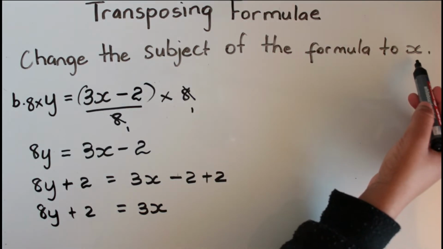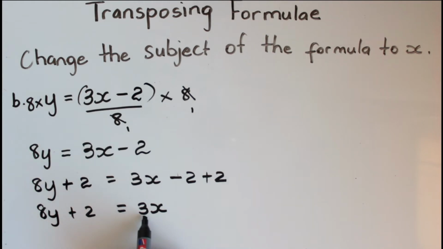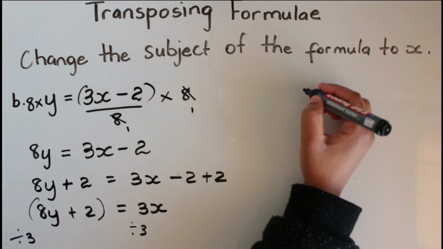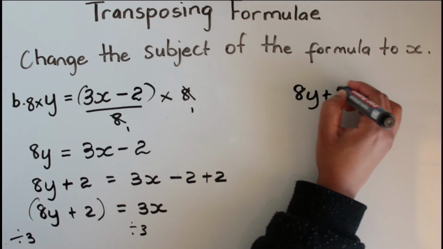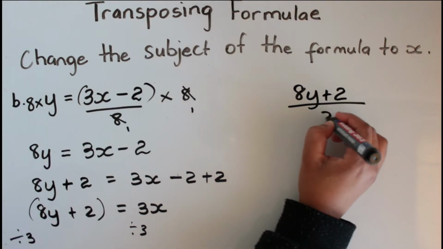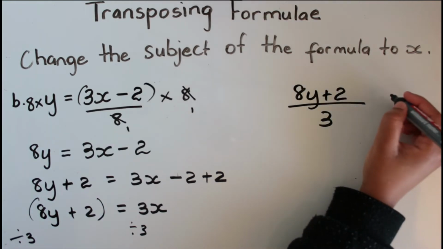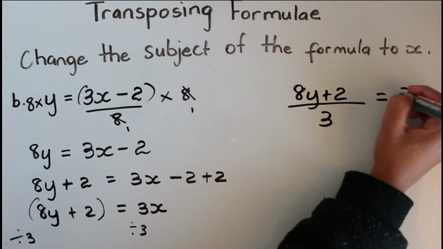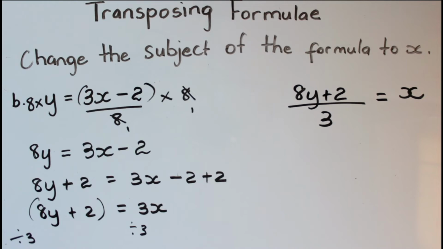My aim is to get x by itself, so I still need to get rid of this 3. This 3 is being multiplied by x. So I need to do the opposite operation, which is to divide both sides of the equation by 3. So divide by 3, and it's all of this divided by 3, which means I can write my left hand side as (8y plus 2) over 3, because it's all of it being divided by 3. That's equal to x on my right hand side. And that's how we get x to be the subject.